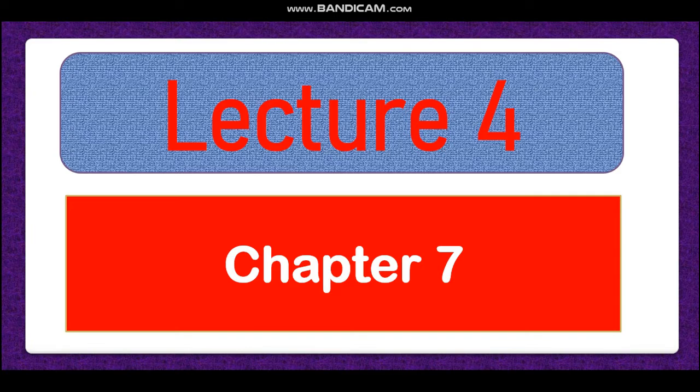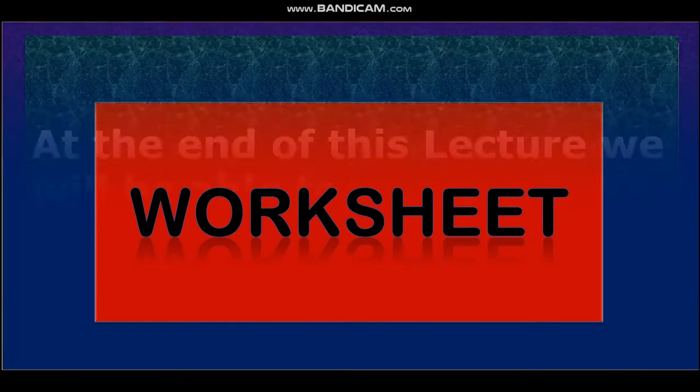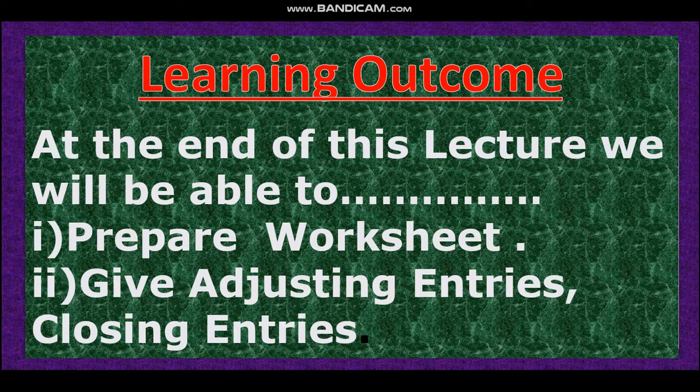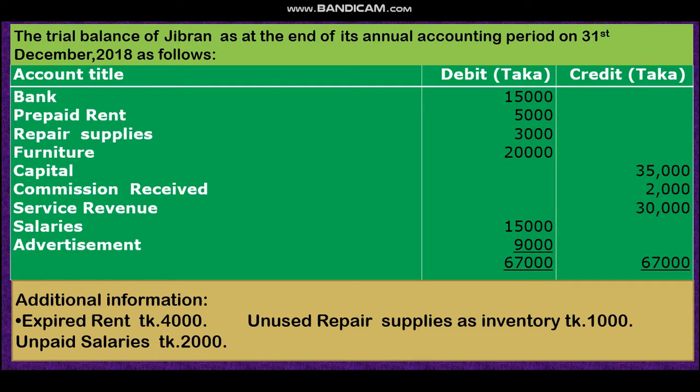Student, this is our fourth lecture on subtab, and as you all know, we are in worksheet. Dear student, at the end of this lecture, you can prepare a worksheet. You can give adjusting entries and closing entries. Let's start our class. Dear student, this is a trial balance, with some assets, liabilities, expenses, income, and revenues given here. Some adjustment and additional information are also given for preparing the worksheet.